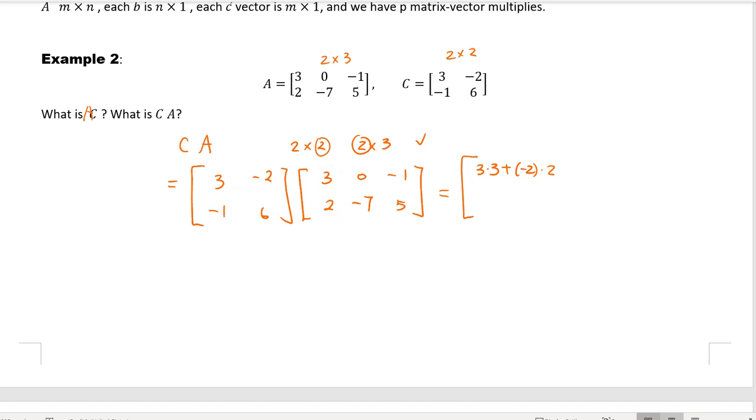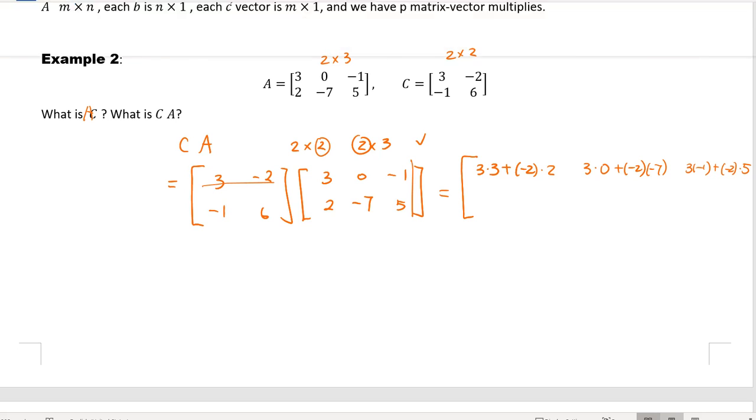And then for the 1, 2 entry, we use the first row multiplied by the second column. So we have 3 times 0 plus minus 2 times minus 7. And then the 1, 3 entry is the first row times the third column: 3 times minus 1, and then plus negative 2 times 5.